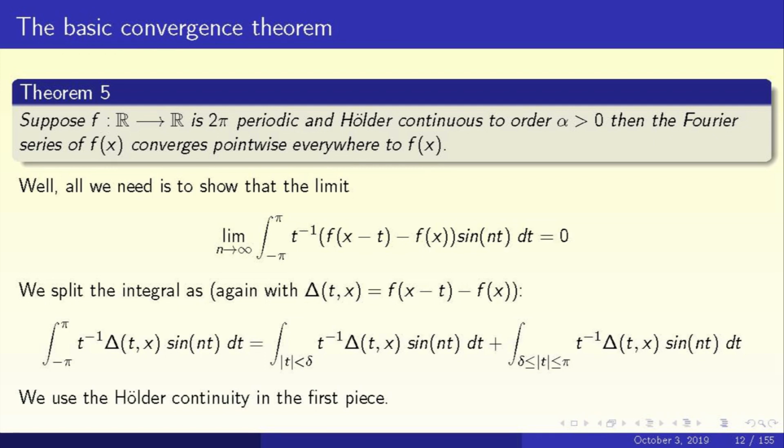So now let us split the integral into two pieces. Again, I have abbreviated f of x minus t minus f of x with delta. So integral minus pi to pi t inverse capital delta sine nt dt equals the integral over the range mod t less than little delta and over the range mod t between delta and pi, right? The integral from minus pi to pi can be split in this way. Now for the first piece, use the Holder continuity. Let's see how that goes.